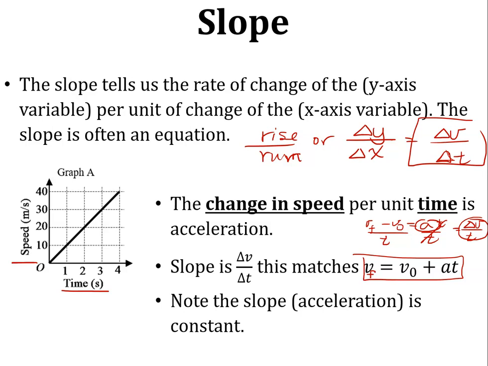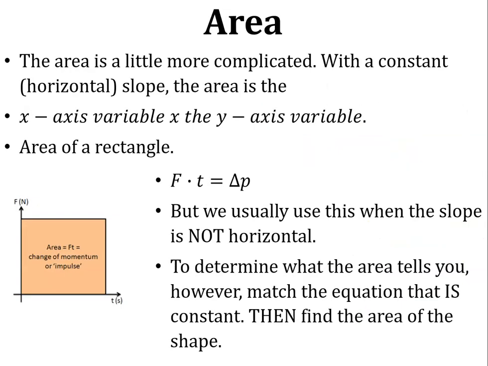And if you notice, the slope here is not changing, it is constant. The slope is the same everywhere. Now the last thing we can do is find the area. And the area is a little bit more complicated.